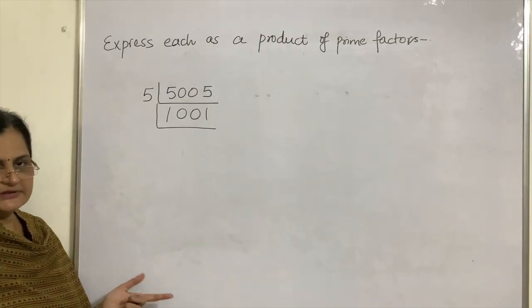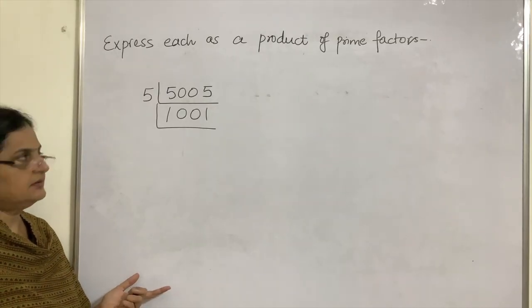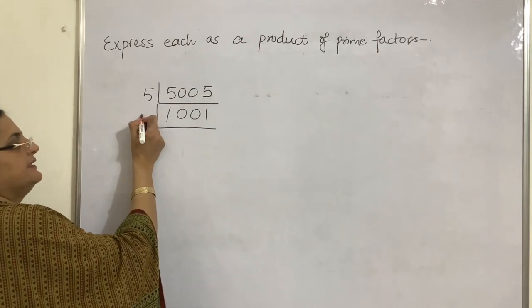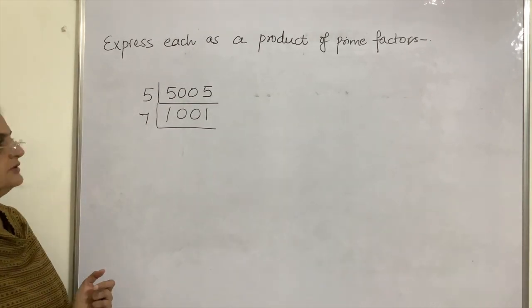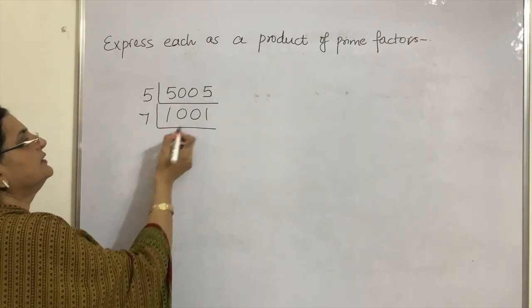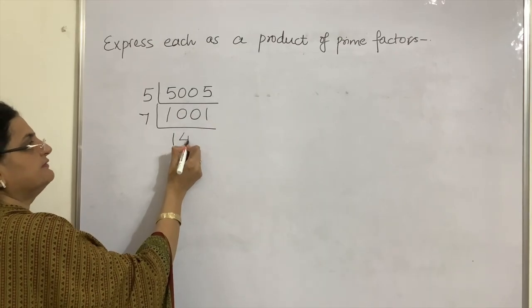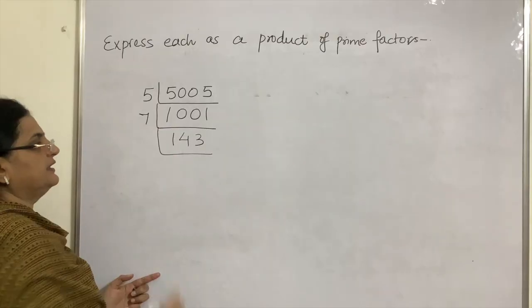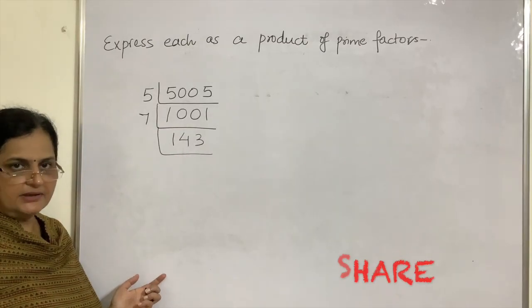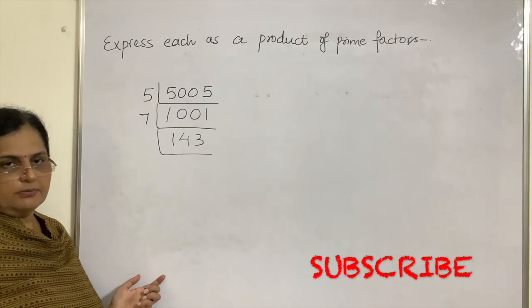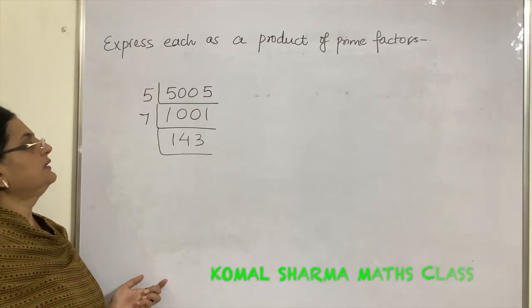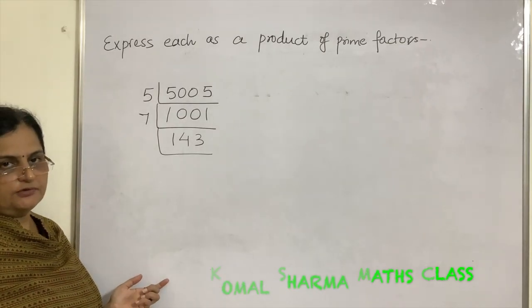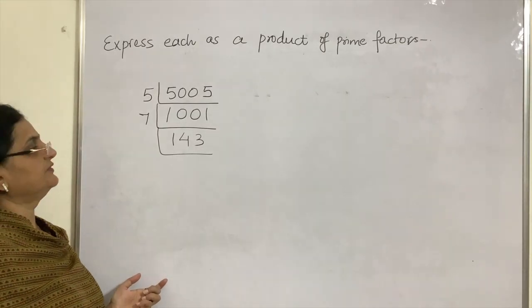Then after 5, what is the next prime number? 7. Let us divide it by 7. So 7 ones are 7, carry 3, 7 fours are 28, carry 2, 7 threes are 21. It divided completely. Now what about the next? It won't divide by 7. If you remember your tables, it will be very easy for you.